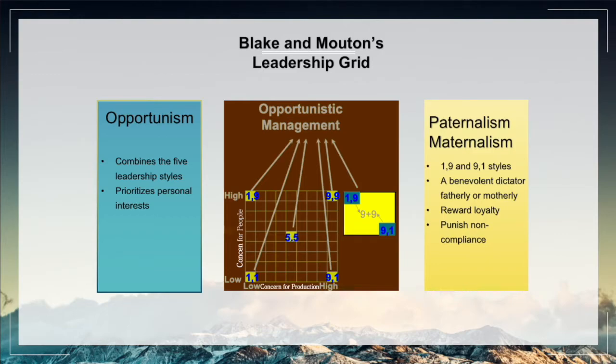The paternalism leader uses the 1-9 and 9-1 leadership styles because we believe this type of leader is a benevolent dictator who acts graciously but does it for the purpose of accomplishing personal goals. The opportunism leadership style combines all the five styles of leadership for the purpose of personal growth, advancement, and adapting, changing their leadership style for their own benefit.